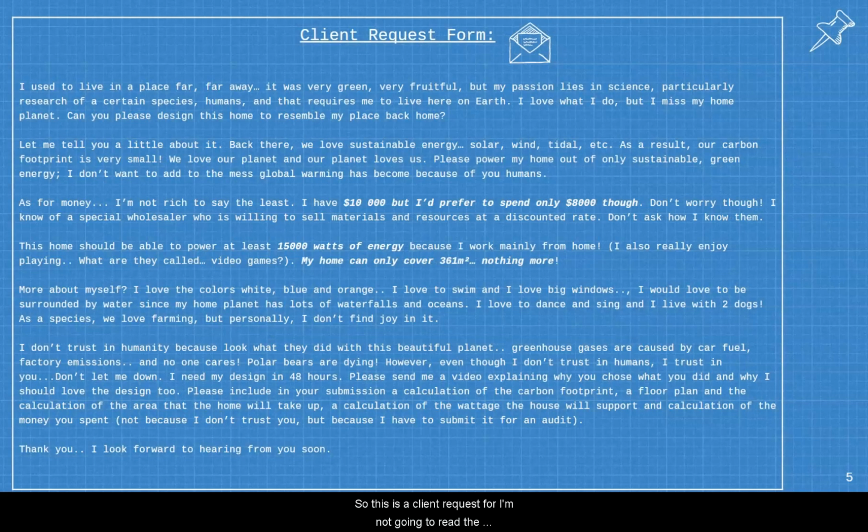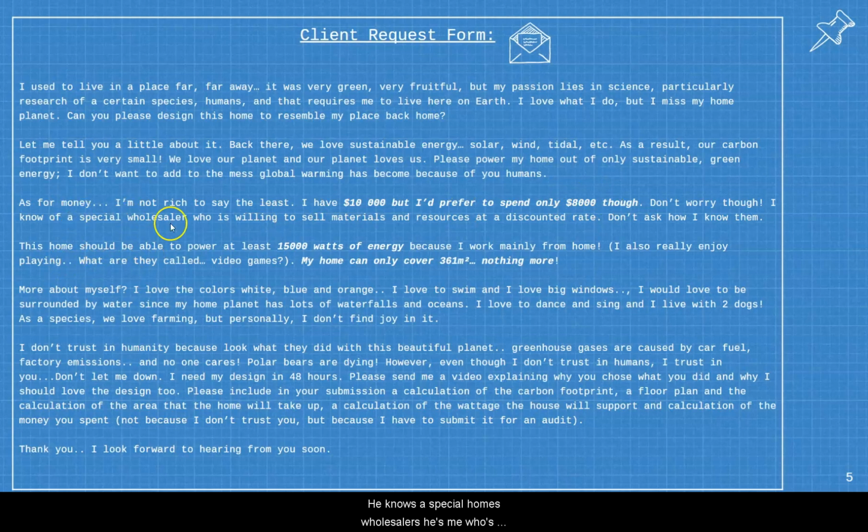So this is his client request form. I'm not going to read the entire form because these slides will be provided to you, but this is essentially going to be outlining exactly what he's looking for in his house. So for example, he doesn't have a lot of money. He has only $10,000, but he only wants to spend $8,000. So you have to budget all of your materials within an $8,000 range.